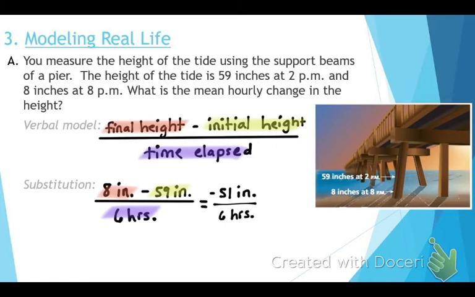Now here's the deal. I want us to focus on this last question. What is the mean hourly change in the height? Basically that means I don't want to know how much happened in 6 hours. I want to know how much happened in 1 hour. How much it changed every single hour. Now I have this down here as 6 hours. If I were to divide 6 by a number, what number do I need to divide it by to get it to be equal to 1?